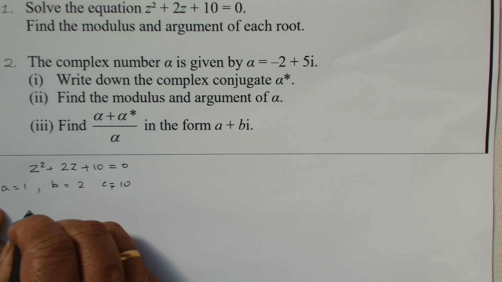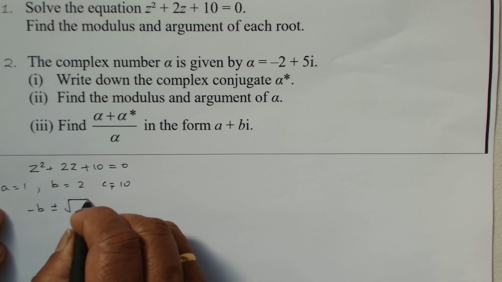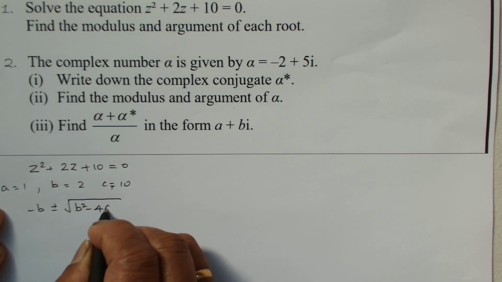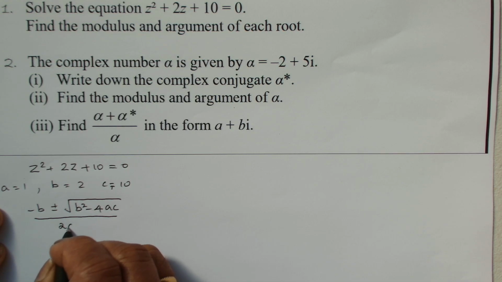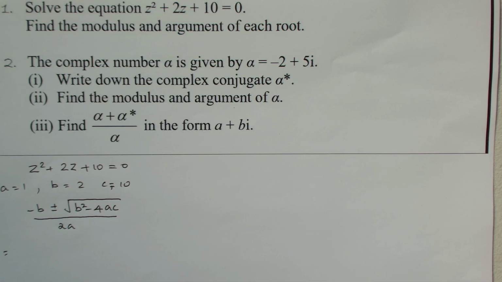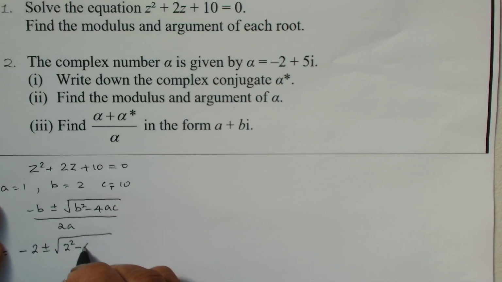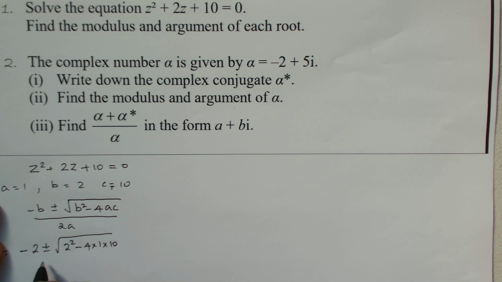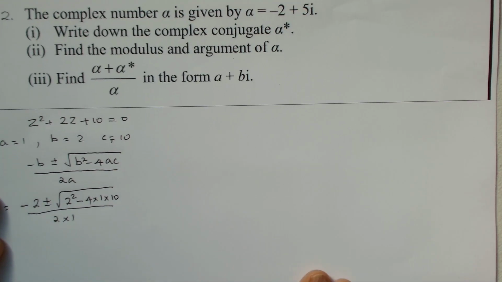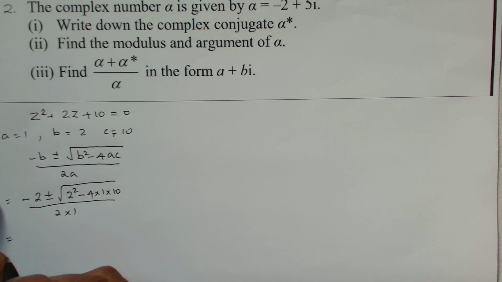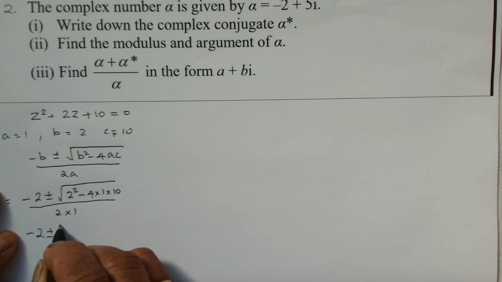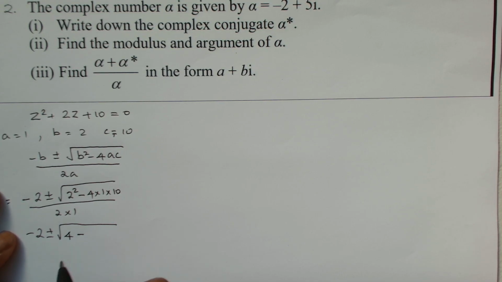Using the formula minus b plus or minus the square root of b squared minus 4ac, everything divided by 2a, that will give us minus 2 plus or minus the square root of 2 squared minus 4 times 1 times 10, divided by 2 times 1. So now, minus 2 plus or minus the square root of 4 minus 40, divided by 2.